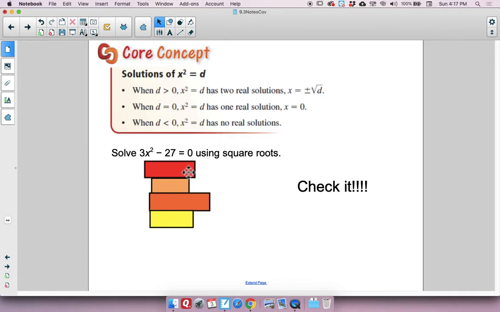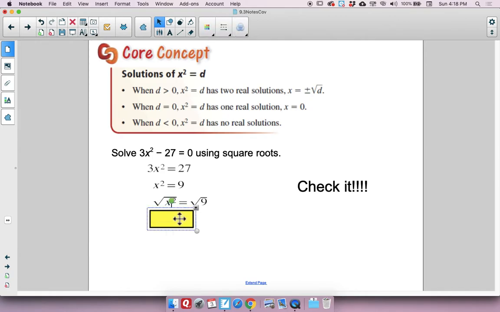First thing I want to do is get that x squared by itself. So I'm going to add 27, and divide both sides by 3. So I get x squared equals 27 over 3, which is 9. If those are equal to each other, then their square roots are equal. So I can take the square root of both sides. We can say we root both sides. So I have the square root of x squared equals the square root of 9. We know the square root of x squared is equal to x, right? And what's the square root of 9? Plus or minus 3.